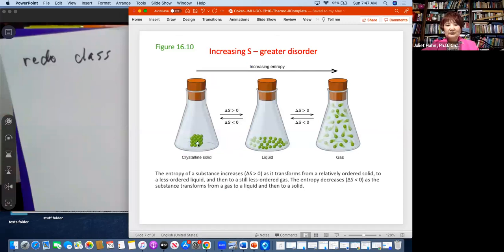So here's a solid, a nice little pack of solid crystalline things. In a liquid, they're all distributed. There's no specific way that the molecules are set in a crystal structure. They're sort of randomly situated. In a gas, they're just floating around any old way. So in going from solid to liquid to gas, you are increasing the amount of randomness or the amount of disorder in the system.